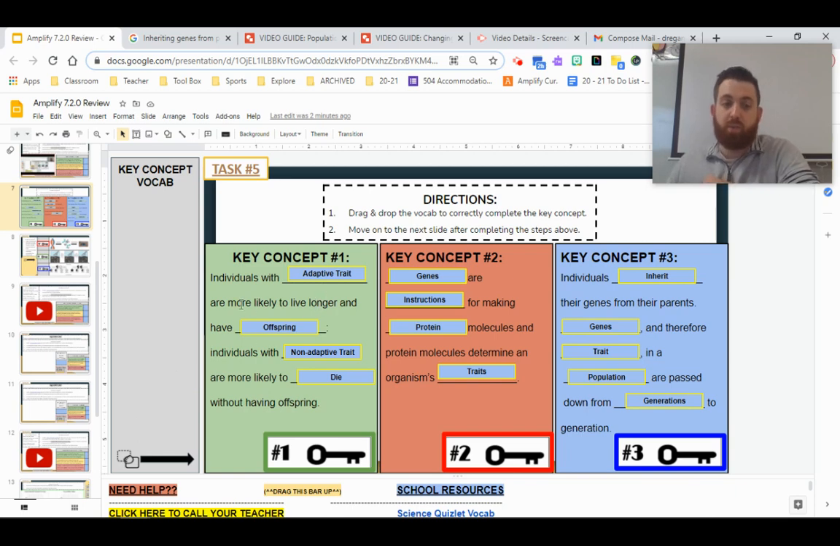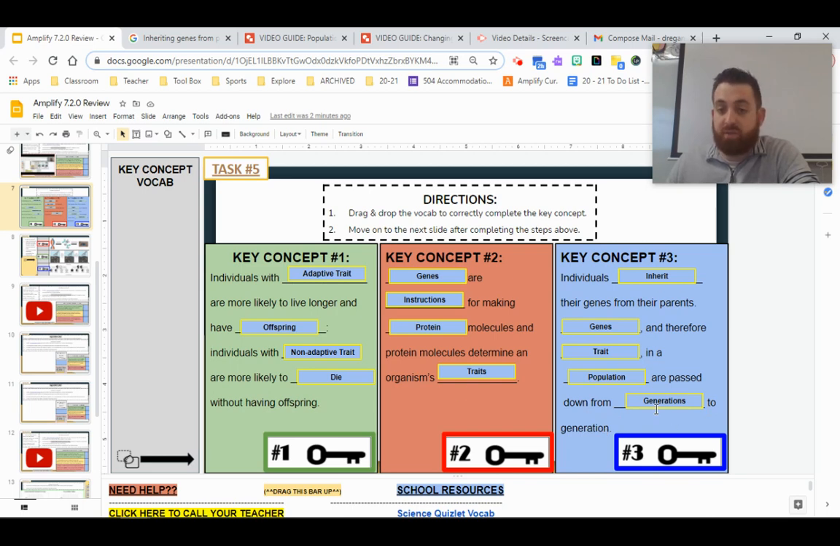But for key concept one, we know that individuals with adaptive traits are more likely to live longer and have offspring, and individuals with non-adaptive traits are more likely to die without having offspring. For key concept two, genes are instructions for making protein molecules, and protein molecules determine an organism's traits. And last but not least, individuals inherit their genes from their parents. Genes and therefore traits in a population are passed down from generation to generation.